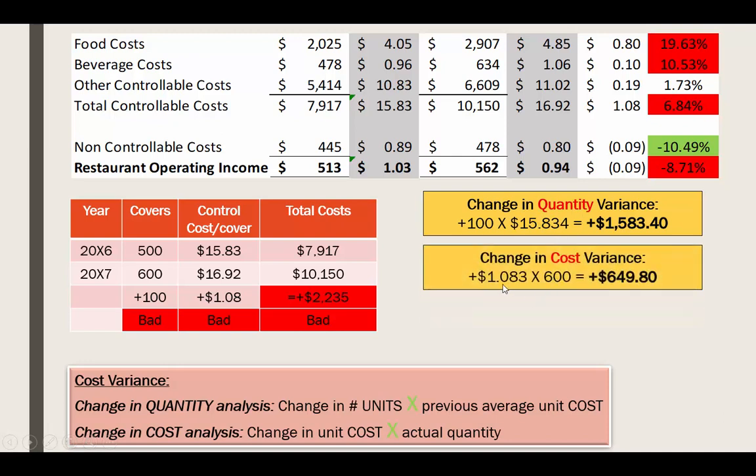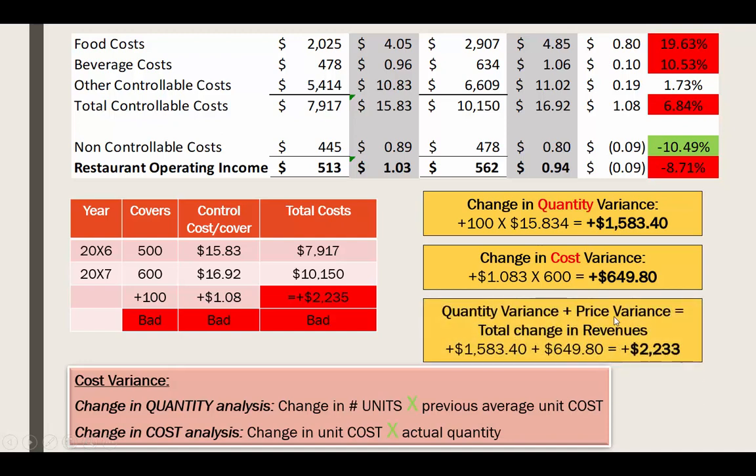What I wouldn't like is the change in cost variance. And that would be our change in unit costs, or a change over time of $1.08 more per cover times 600 covers. So that would give us our $649.80. Now this is the amount that I'd be more concerned about. The fact that this went up because I served more people, that's expected, remember that. But the fact that this has gone up as well means that I've got a problem with controlling my costs somewhere. Okay? And then I would add them both up together to get 2,233 roughly, which is what I should have here.